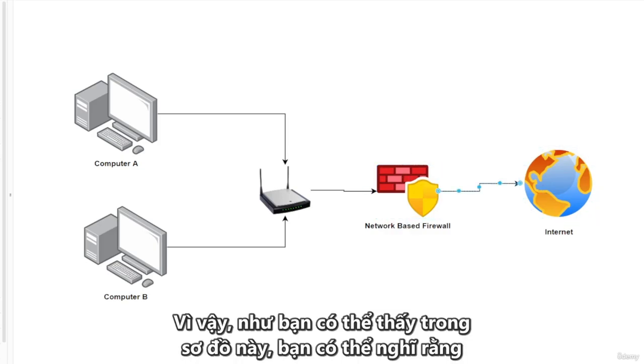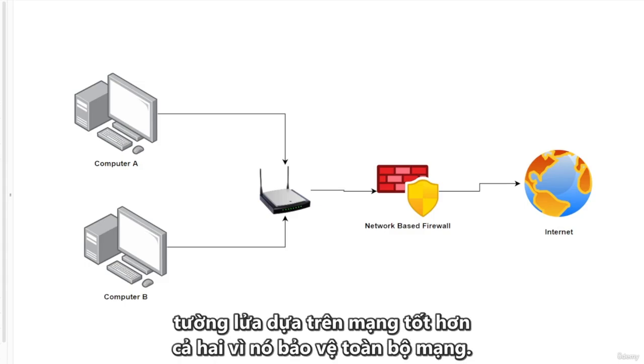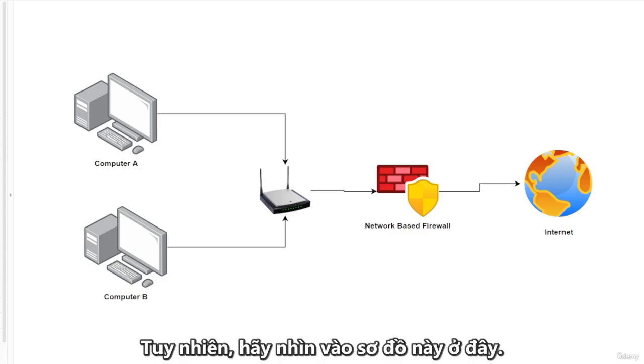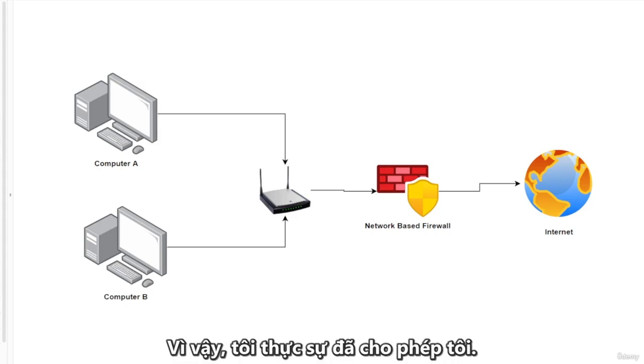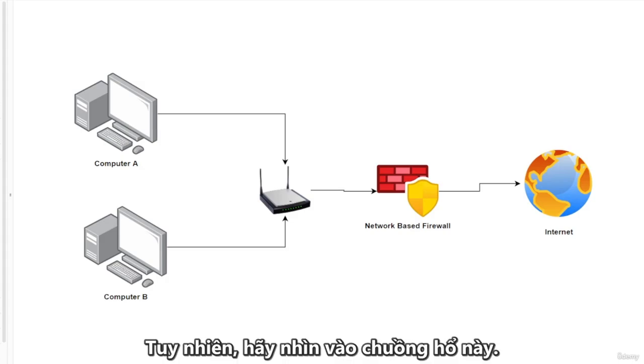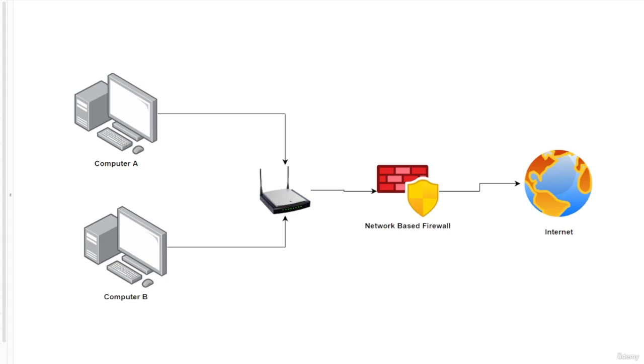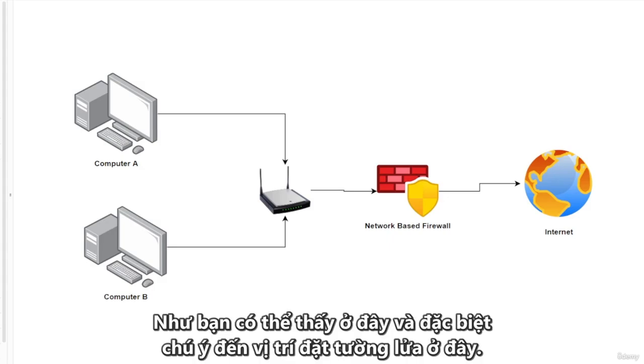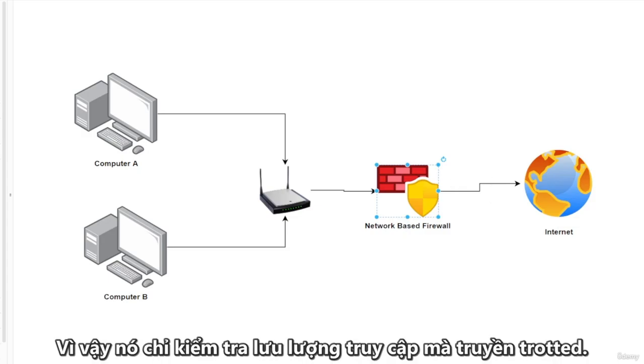As you can see in this diagram, you may be thinking that the network-based firewall is the better of the two as it protects the entire network. However, look at this diagram here. Pay particular attention to the placement of the firewall. It is only inspecting traffic that transmits through it.